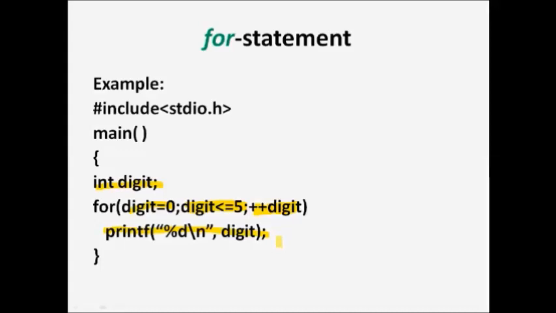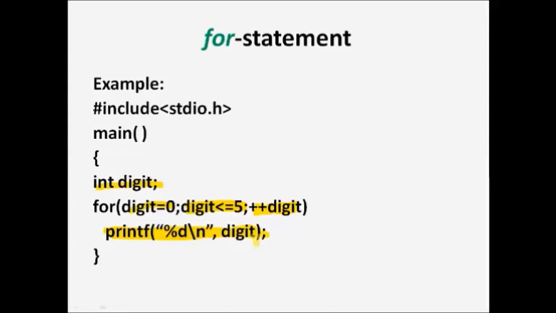So in this case, in the first expression, value 0 is assigned to the variable digit. So in the first pass of the loop, the value of variable digit is 0. At the starting of the pass, this condition is checked: whether the value of variable digit is less than or equal to 5. If it is found to be true, then this statement will be executed, and the printf function will be called to print the value of variable digit.